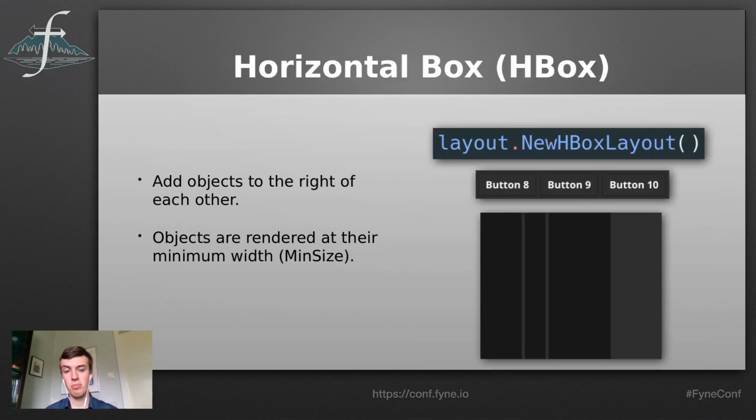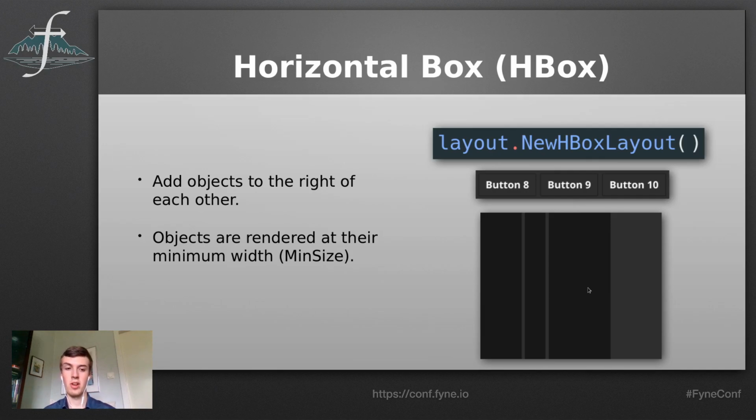So let's jump into the first layout. In our case, this is the horizontal box, or HBox for short. It works in the sense that you add objects to the right of each other. The first object is going to be the one that you see here, and then the second will be here, and the third will be here.